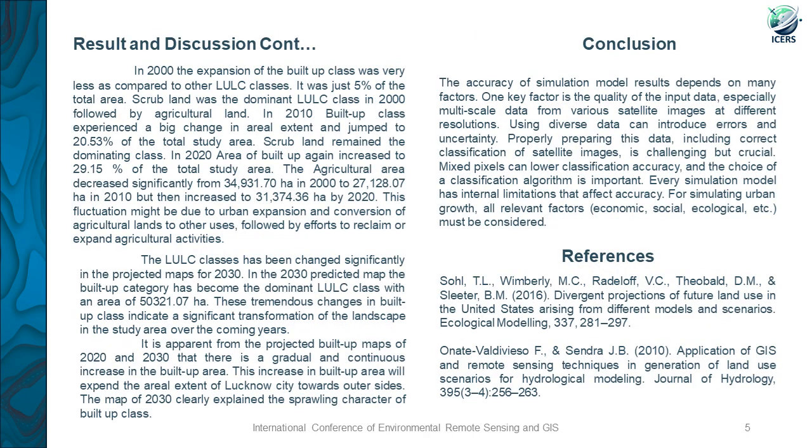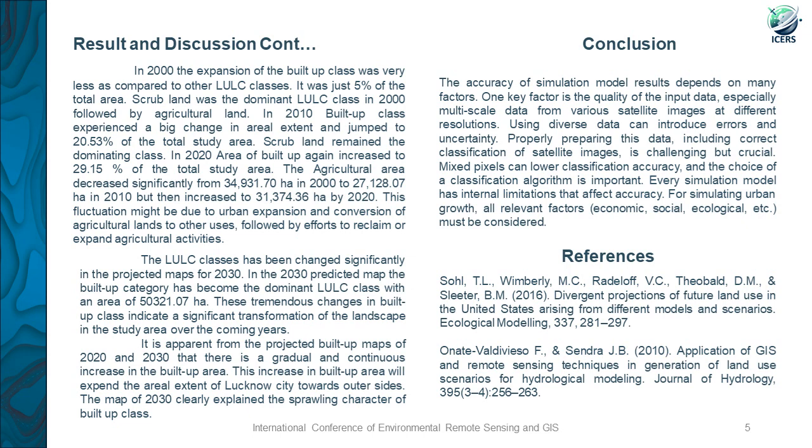Results and discussions are continued in this slide. In 2000, the expansion of the built-up class was very less as compared to the other LULC classes. It was just 5% of the total area. Scrub land was the dominant LULC class in 2000, followed by agricultural land. In 2010, the built-up class experienced a big change in areal extent and jumped to 20.53% of the total study area. Scrub land remained the dominant class. In 2020, the area of built-up again increased to 29.15% of the total study area.